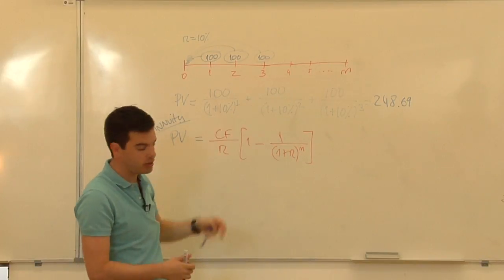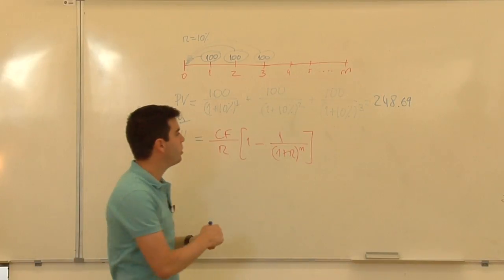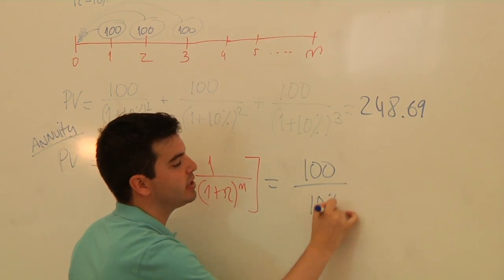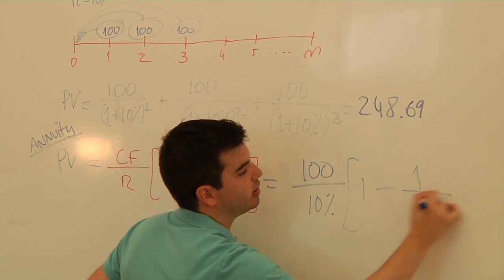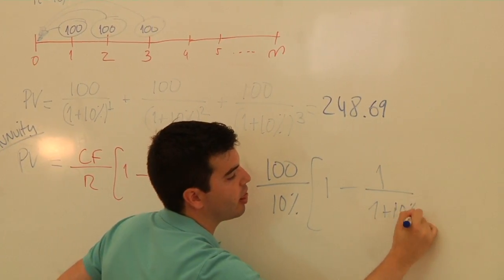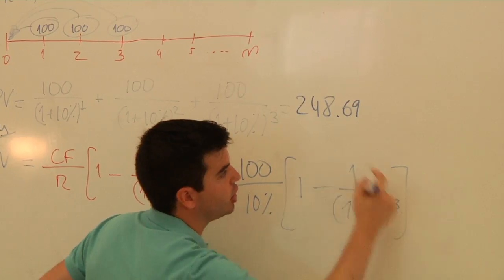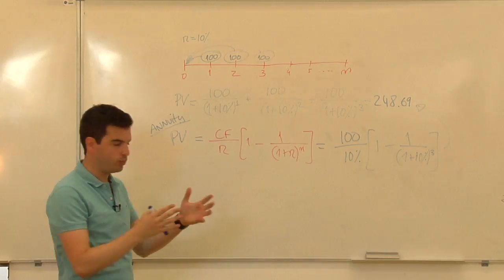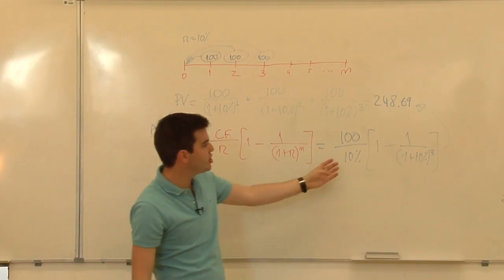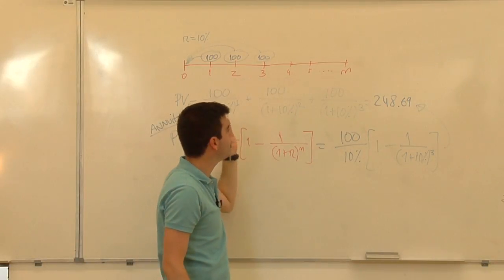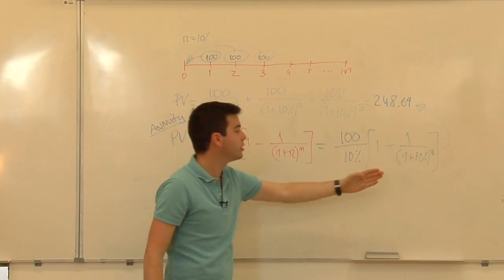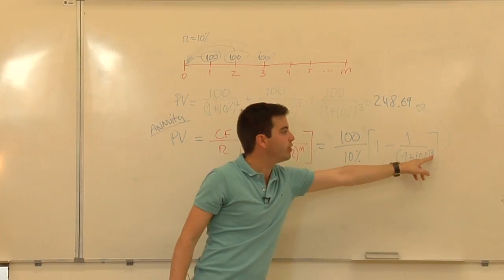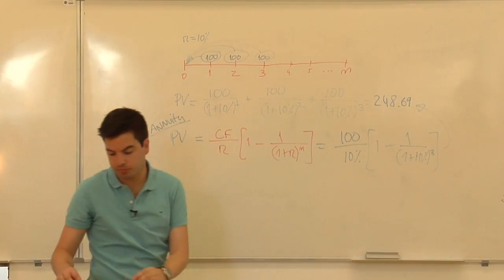So if you use this formula with those numbers, so 100 with a 10% discount rate, and you have 3 periods, you would have exactly the same result. So the advantage of this is that we just use one calculation. We don't have to go through every single cash flow. Particularly if you have 50 cash flows instead of 3, you would just substitute here 3 by 50.